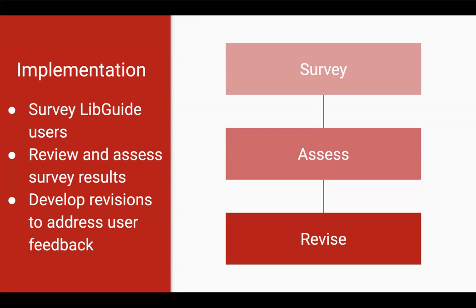To implement, I want to get that feedback and review what users are saying, and that will be taken both from the survey results, but also from the emails that come into my inbox that give me more substantive feedback. After reviewing and assessing the feedback I'm getting, I will develop revisions to address any user feedback. If they're having difficulty understanding a certain feature, or if they're having an overall negative experience, I'm going to go back to the drawing board and see what I can do to improve the user experience.